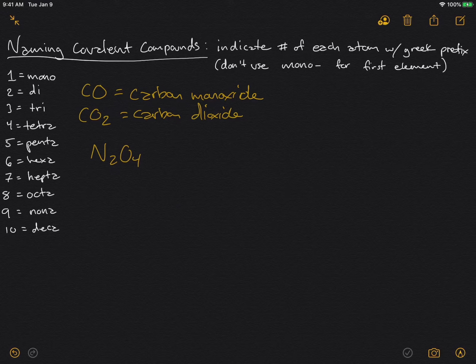N2O4, and in this compound we have 2 nitrogens and 4 oxygens. So we'll have to use Greek prefixes for both of those elements. So we have 2 of the nitrogen, so it's dinitrogen, and 4 oxygens, so we'll call it tetraoxide. And sometimes people like to drop the A. So in some cases you might see this called tetroxide or pentoxide. Those are common with oxides, but I think those are optional.